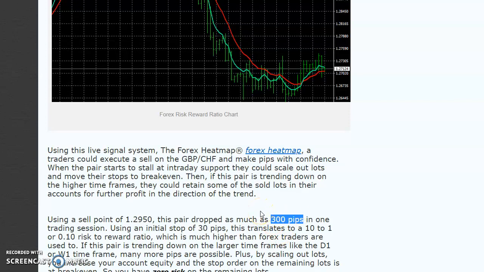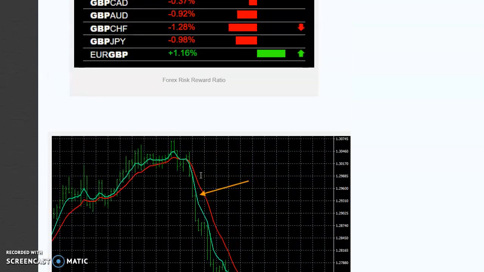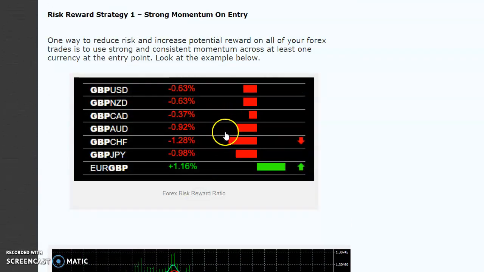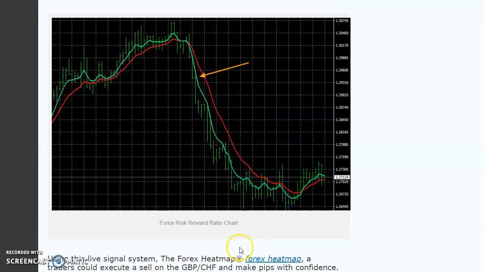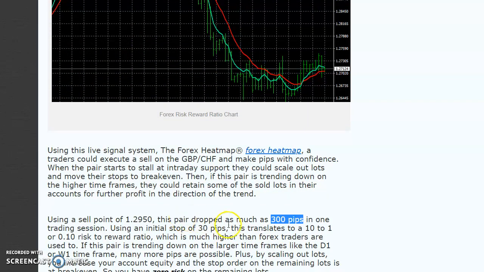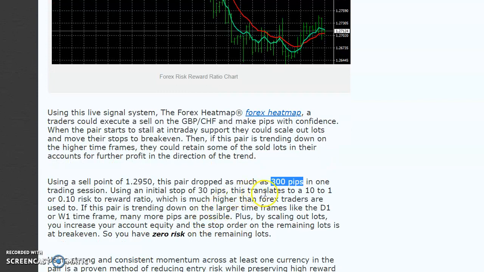Now your risk reward ratio is going to be a lot higher when you do it this way. Look at these signals. The British pound is weak. You're selling it after it started moving, maybe the first breakout point here, and it just continues lower. This is a 300 pip drop in one trading session. If you use an initial stop of 30 pips, this is a 10-to-1 or 0.1 risk reward ratio, and you're not scalping the Euro USD time after time with zero upside, just horrible risk reward characteristics.